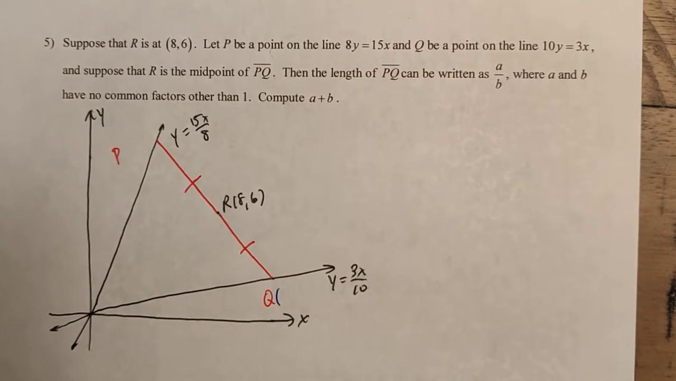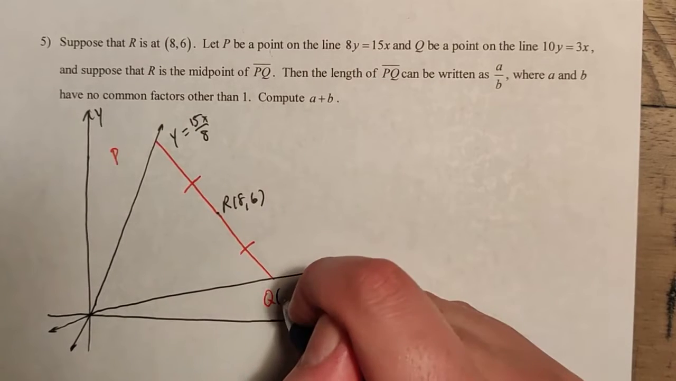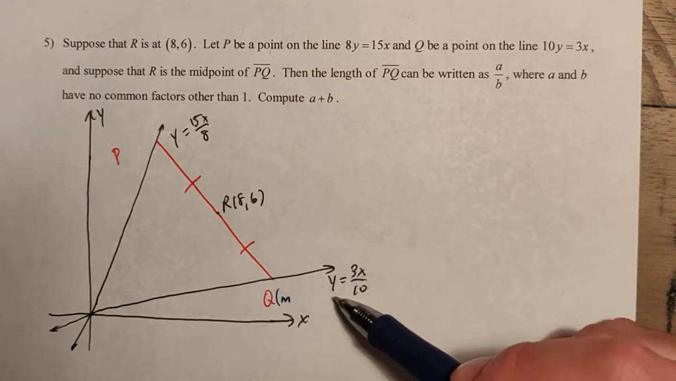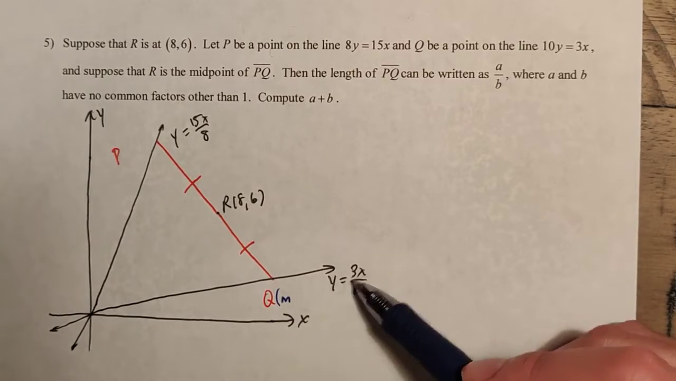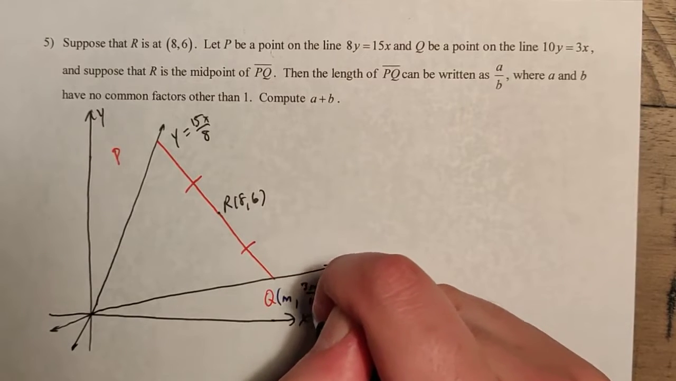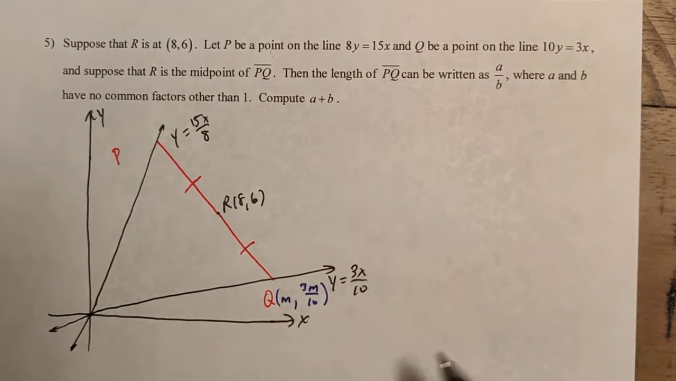Since we don't know where Q is, we don't know what the coordinates are, so let's start with something here. Let's say that the x-coordinate of point Q is, say, m. Now, because we know y equals 3x over 10, if I substitute an m here, I get 3m over 10, and that's going to be the y-coordinate that's going to pop out. So you get (m, 3m over 10). That's going to be important to us here.